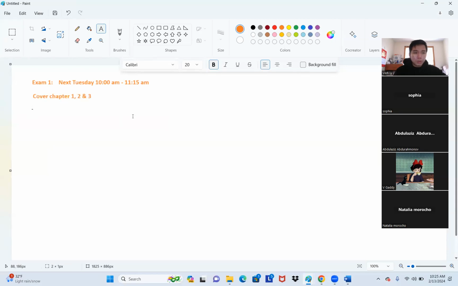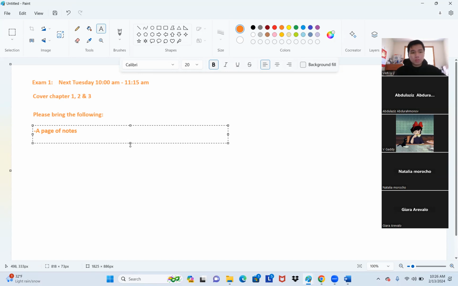And of course, you're allowed to bring a page of notes, right? So please bring a page of notes. Let's say a page of notes is a very important thing. You can write whatever you want to, which is perfectly fine. When you say a page of notes, you mean just the front, right? Double sided. Just make it double sided, front and back page.